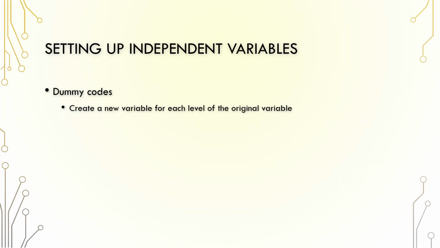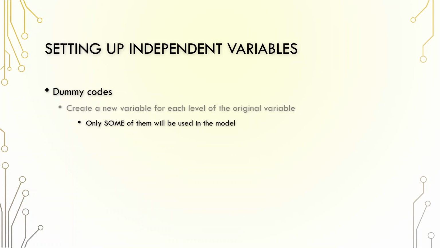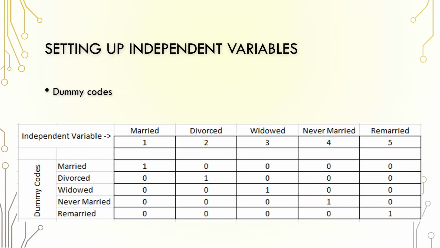So dummy codes. What we're going to do is create a new variable for each level of that original variable. But we're only going to end up using some of those in our model. Okay, so to say this one more time, you're going to create a new variable for each level or each group of that original nominal variable. Okay, so let's go with this example of marital status.